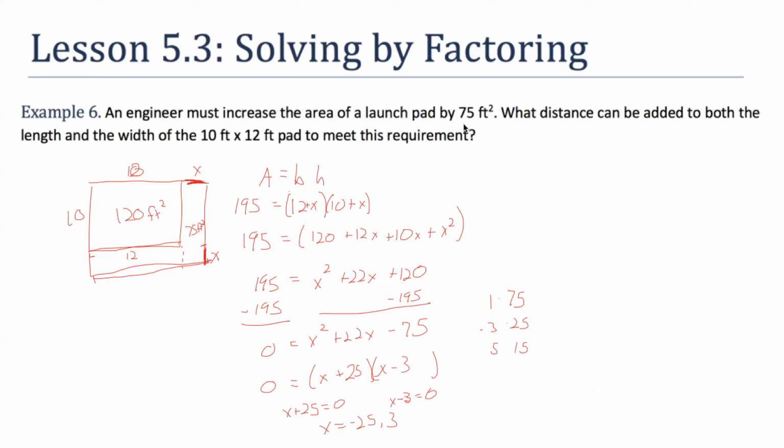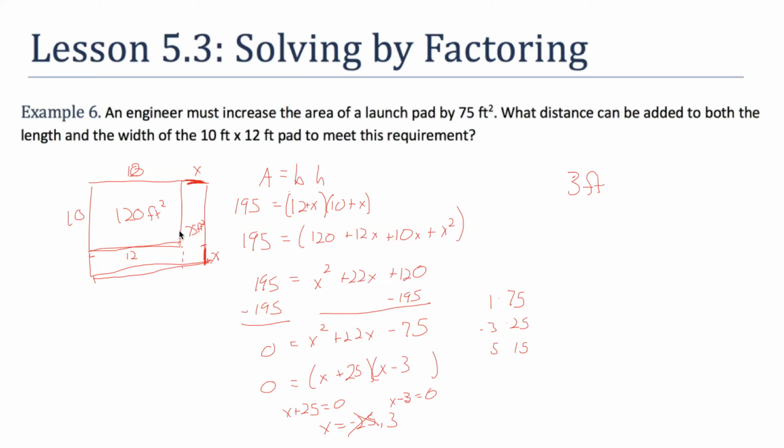Well, this is not just a pure math problem just for the sake of doing math. It's a word problem, so we have to make sure our answers make sense. An engineer must increase the area of a launch pad by 75 feet squared. What distance can be added to both length and width? So adding a negative distance of negative 25 does not make sense. We can't add a negative distance. So this is ruled out because it doesn't even make sense. And then adding 3 does seem to make a little more sense if we add 3 and 3. And so our answer is 3 feet should be added to each dimension, the length and the width.